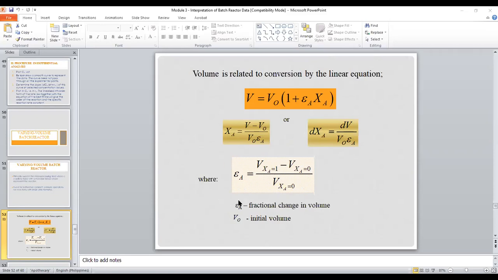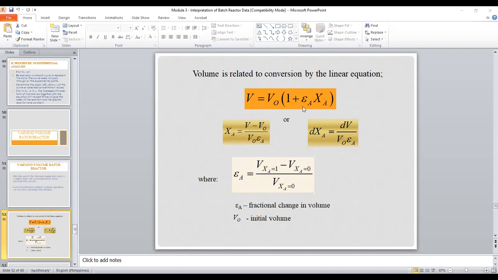Epsilon A is solved using the formula where you substitute the volume when there is 100% conversion of A, minus the volume when A is not yet converted, over the volume when A is not yet converted. The volume when A is not yet converted is your initial volume V sub O, whereas V is your final volume when A is assumed to be 100% converted.